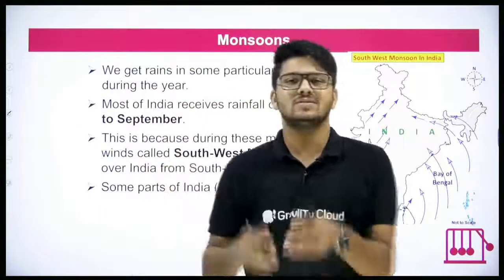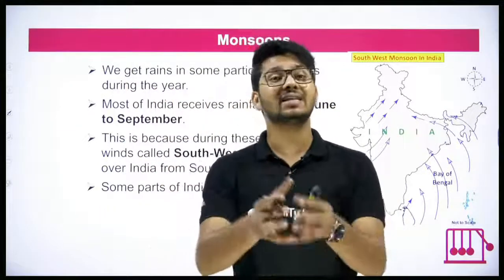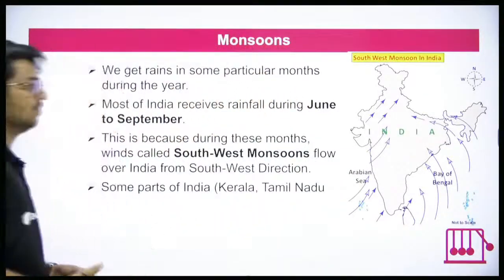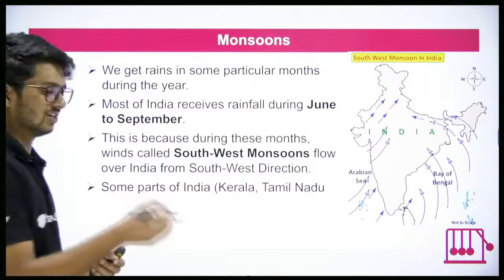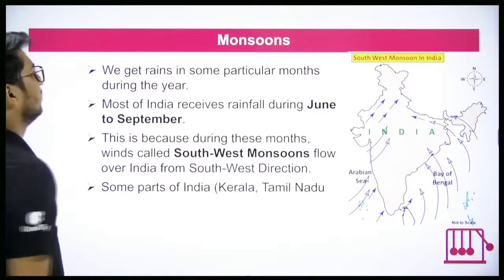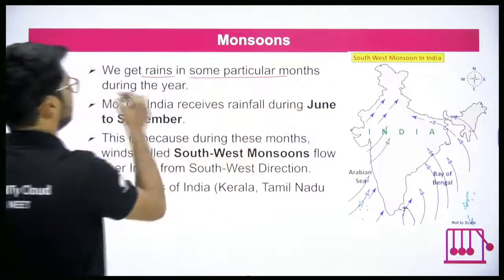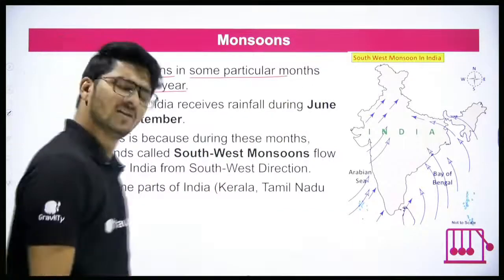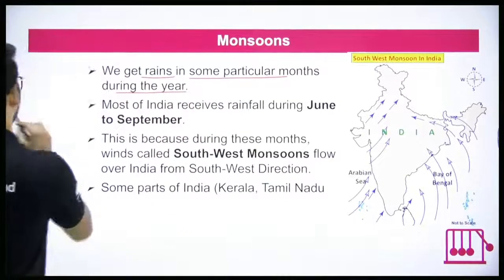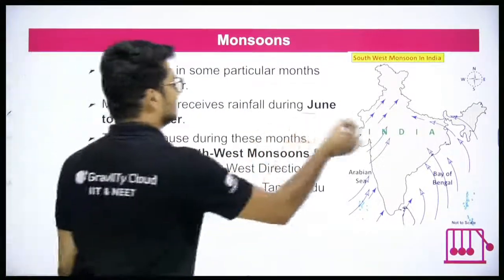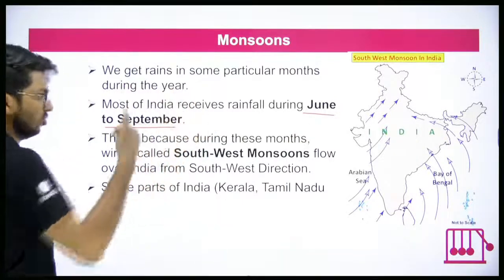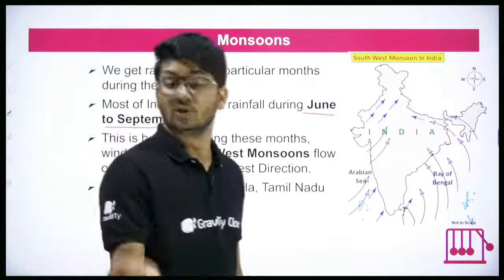What is monsoon? Monsoon is basically a wind, okay, just a wind. A wind that brings rainfall to India. And it's not a small wind, okay, it's on a huge scale, on a large scale. Look at this. So we get rains in some particular months during the year, obviously. When do we get rain? When is the rainy season? For most of India, the rainy season is from June to September, mostly. So during these months, June, July, August and September, we get most of the rainfall.